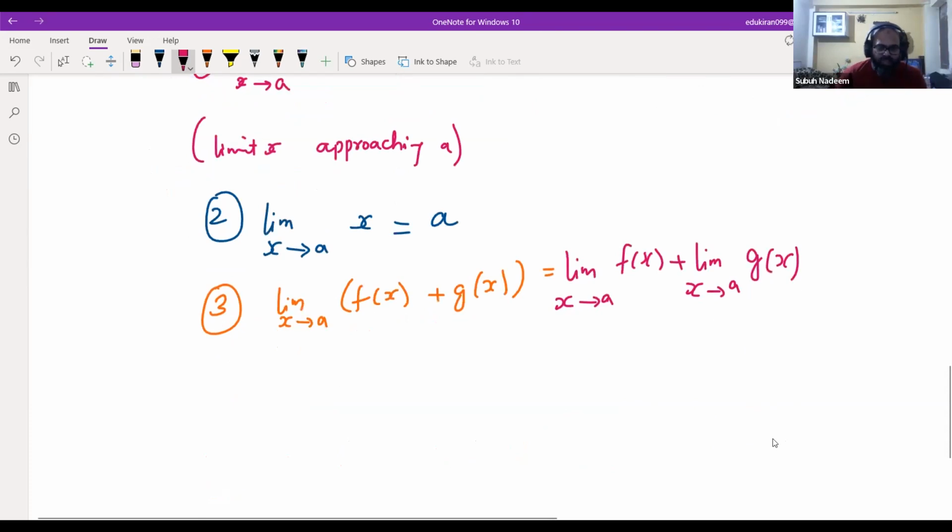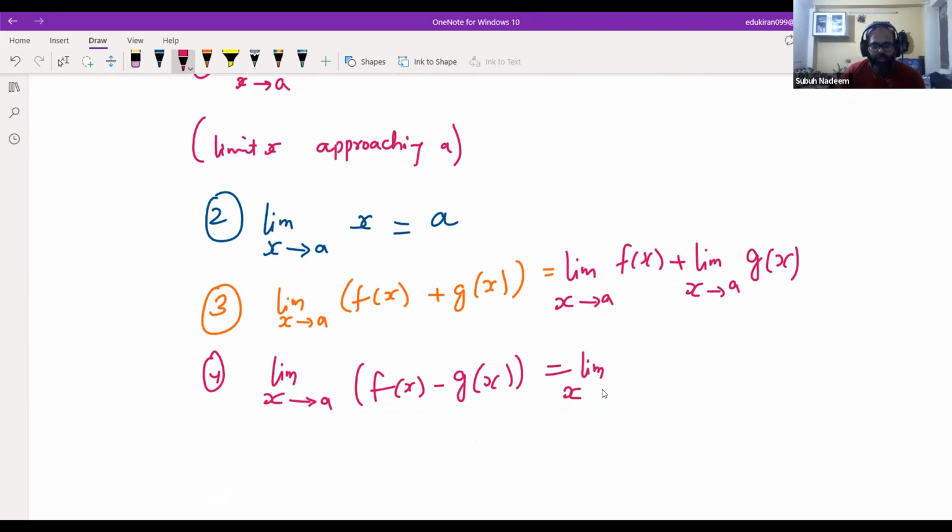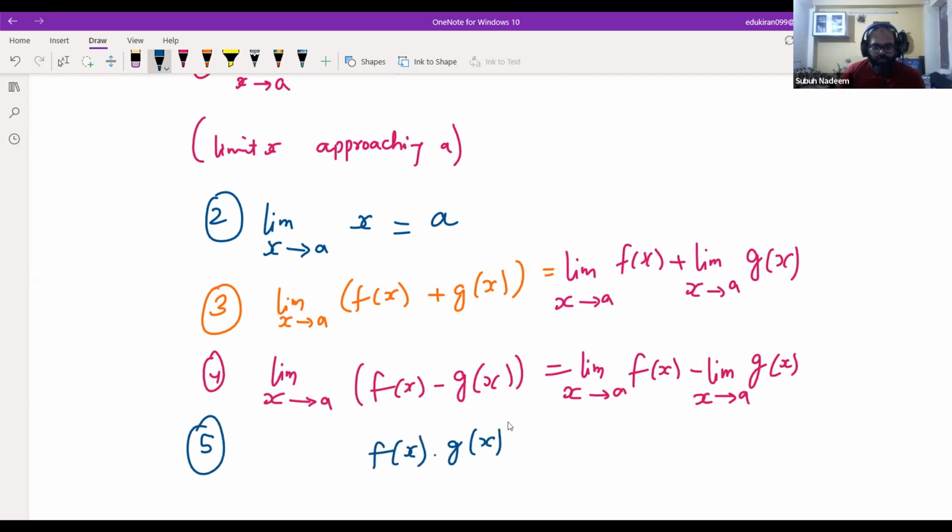If there is a subtraction sign, suppose it is limit x approaching a of f of x minus g of x, it is equal to limit x approaching a f of x minus limit x approaching a g of x. Fifth is f of x into g of x, where limit x approaching a.